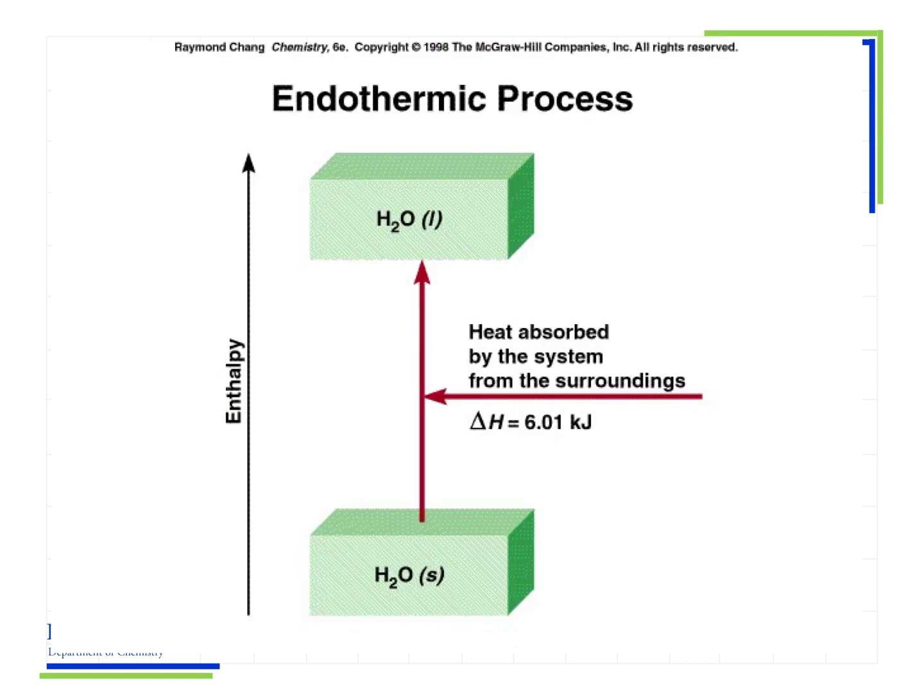This is just a picture showing what we were talking about. This is an endothermic process because the process requires heat. The heat is absorbed by the system from the surroundings. So 1 mole of H2O solid requires 6.01 kilojoules, this amount of energy, to turn into water.